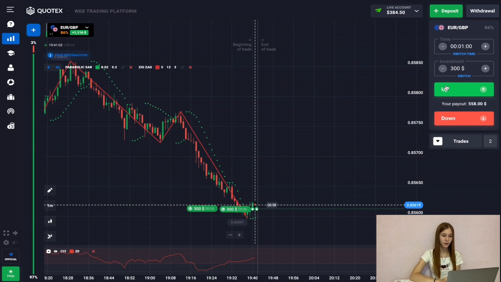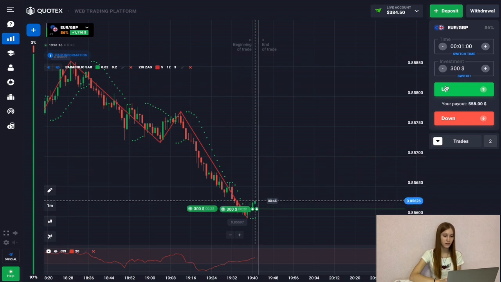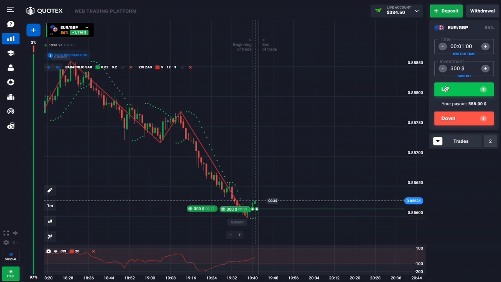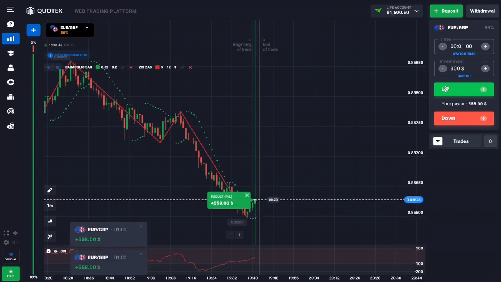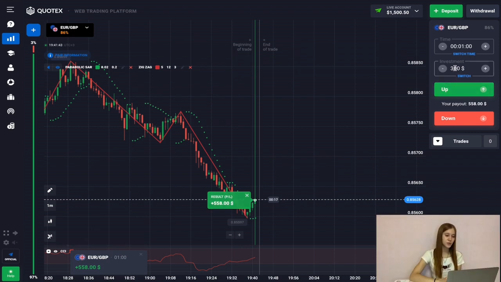also according to the parabolic, which now starts a reversal, also at the top at the shadow of the candle of the zigzag indicator. We see that these give a signal about the movement of an uptrend. Let's wait for the completion of our deal. We successfully closed 2 of our trades and continue trading.